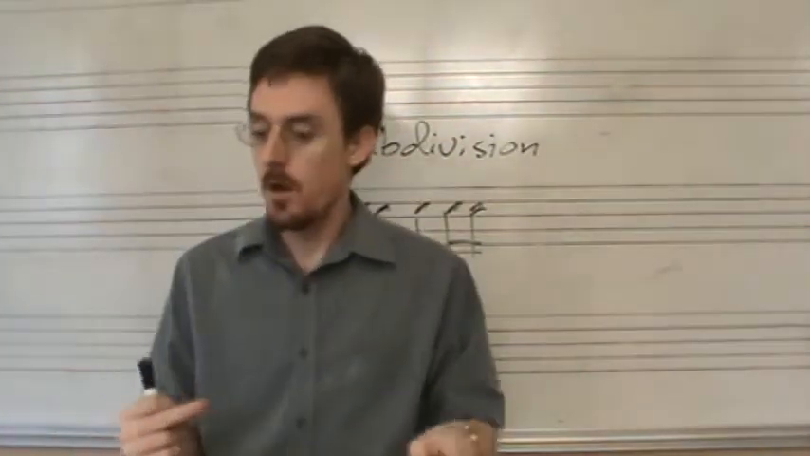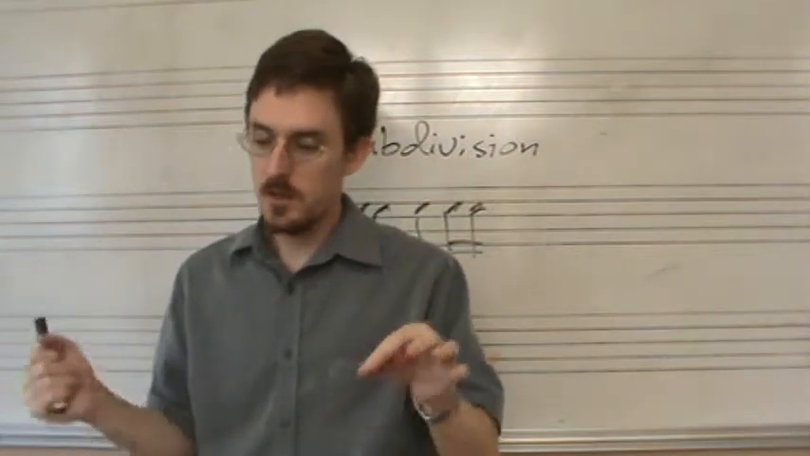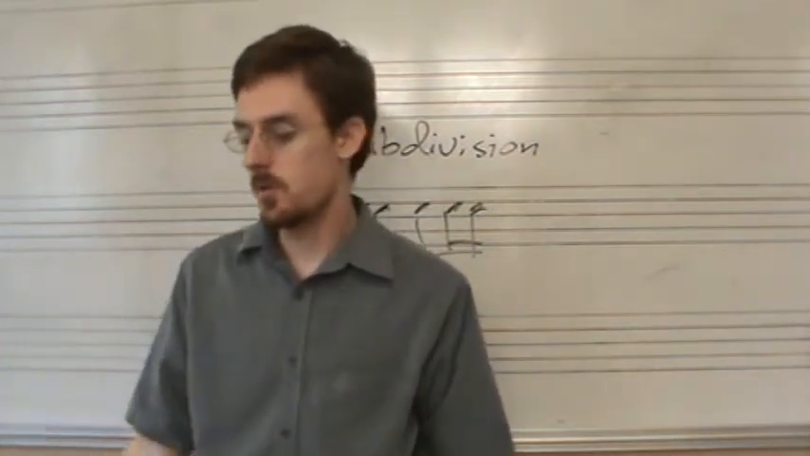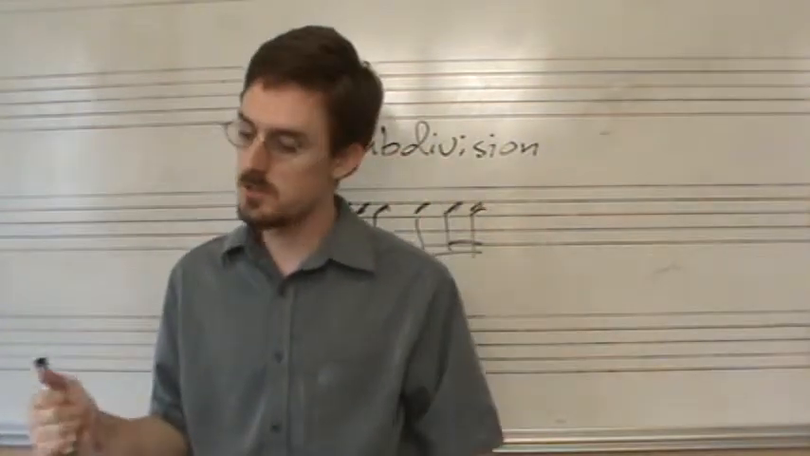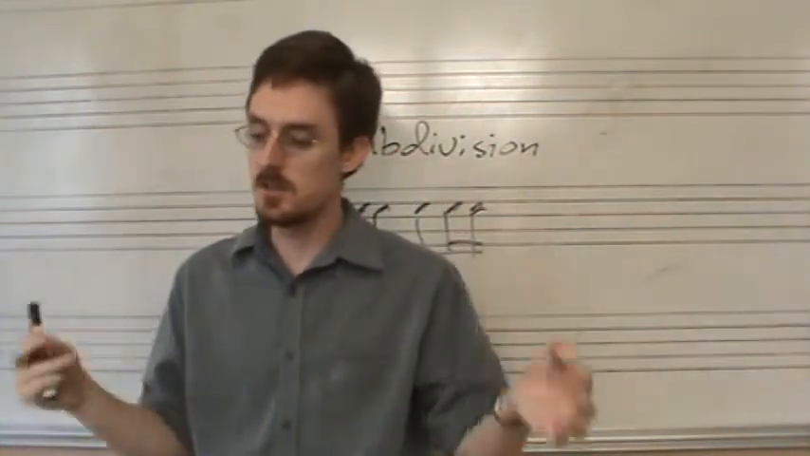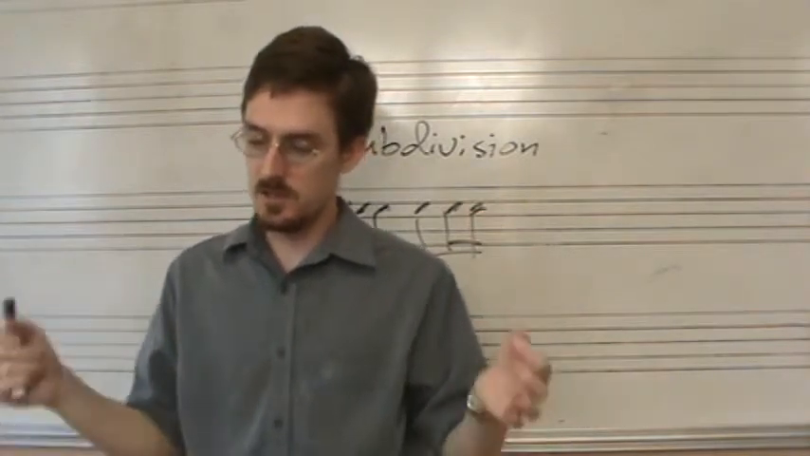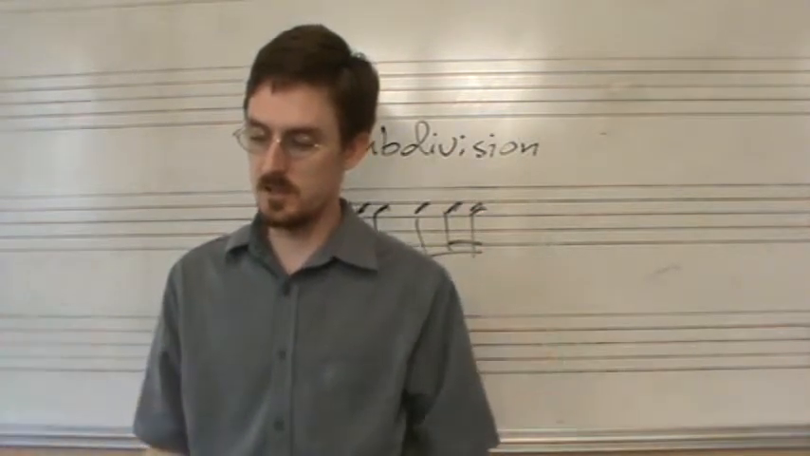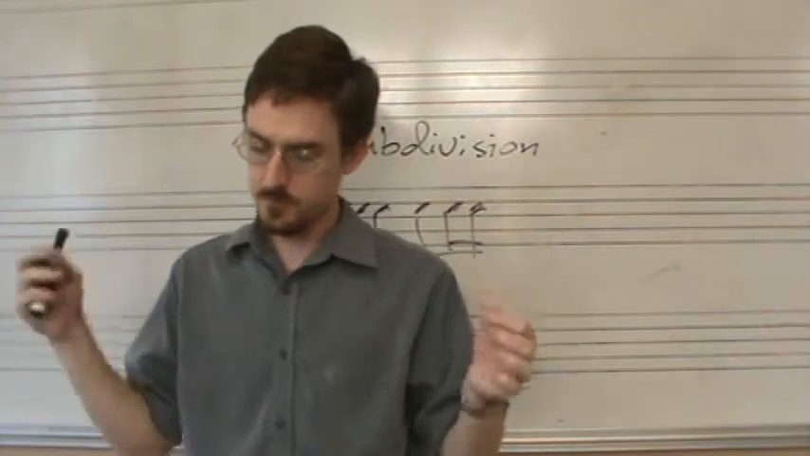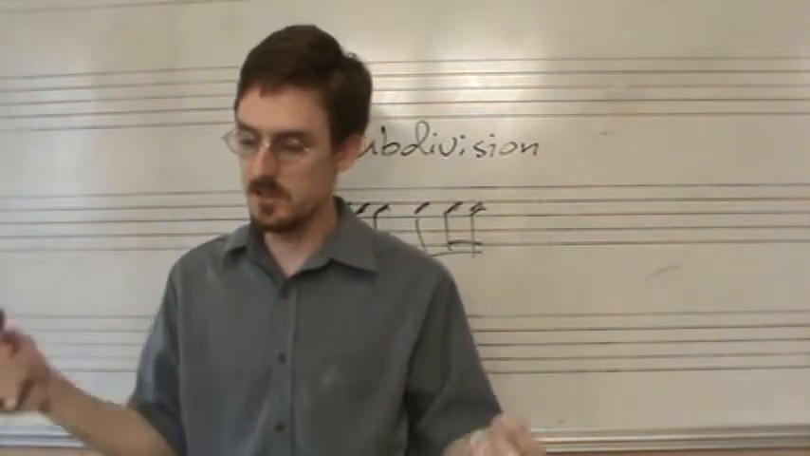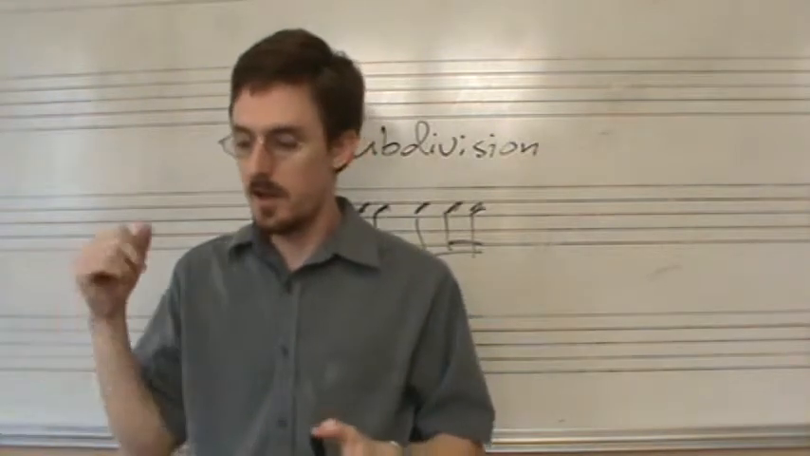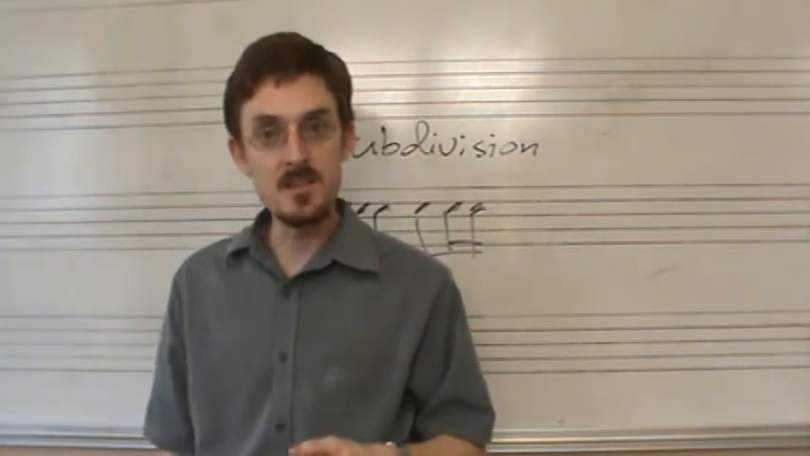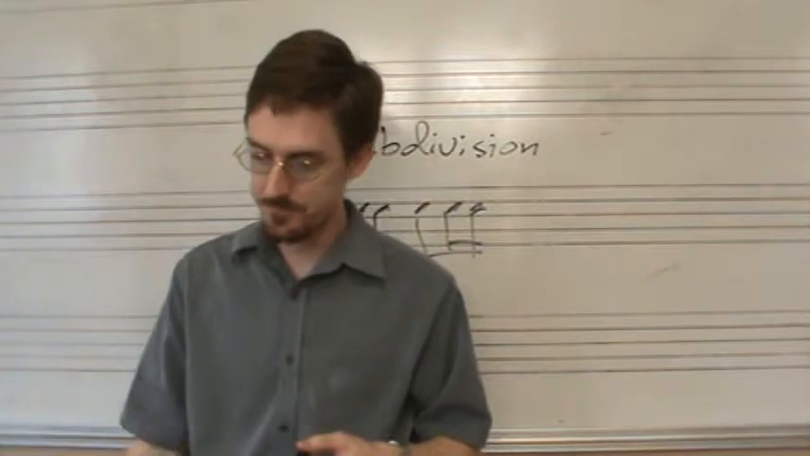Let's count through it. Two measures subdivided. 1e and a 2e and a 1e and a 2e and a, tiki tiki tiki tiki T. T tiki T tiki T. T tiki T tiki T. Great. So let's go ahead and go through number 18 and 19.